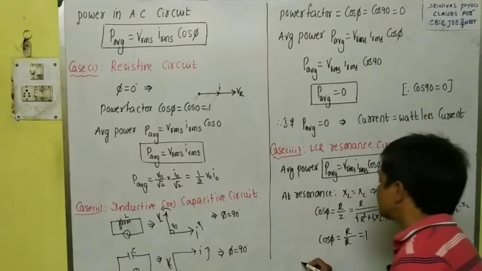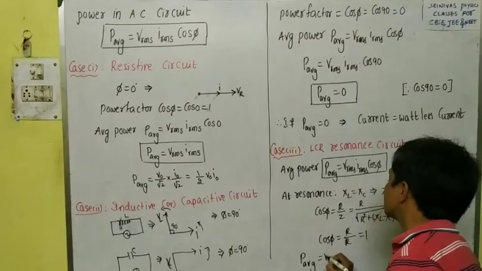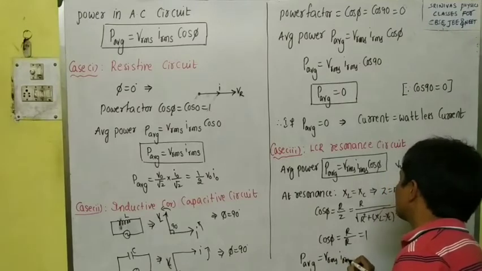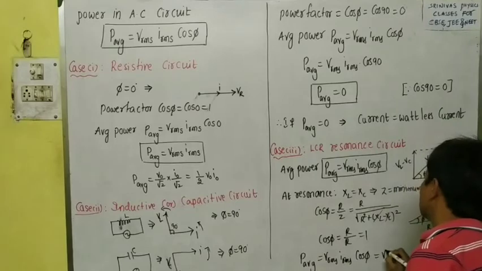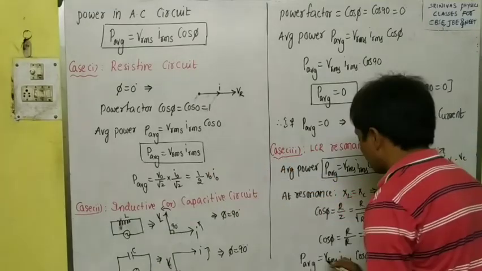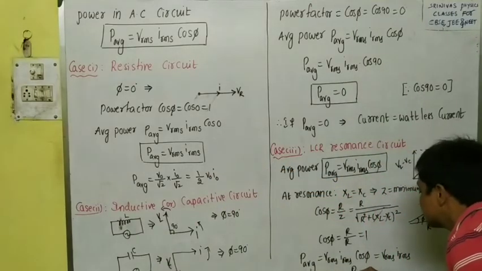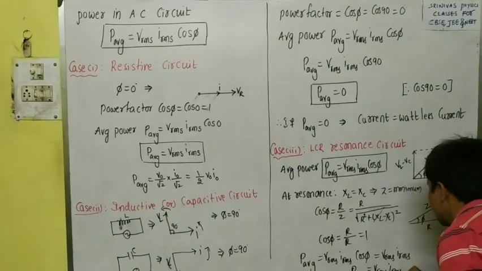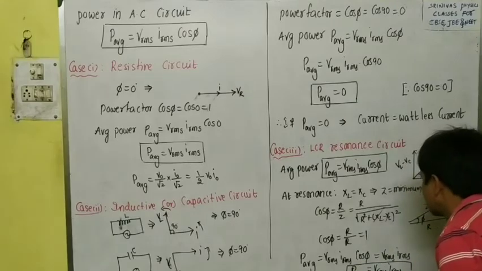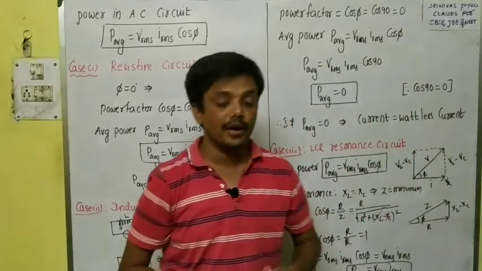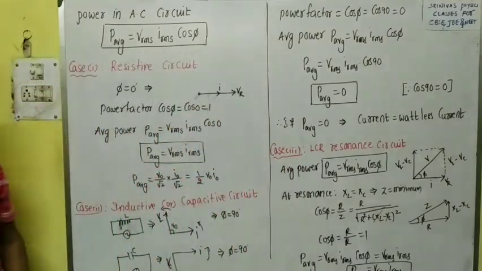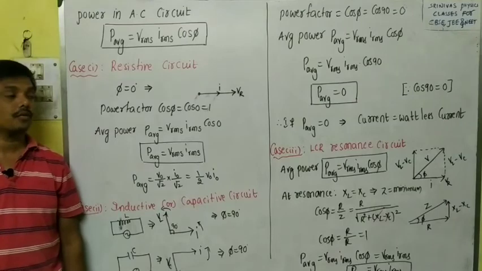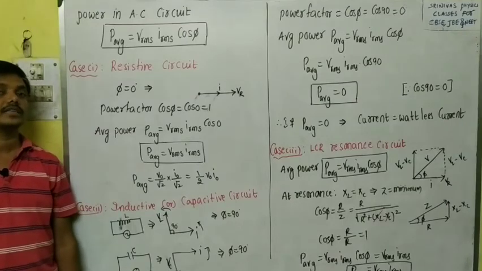Then what about the average power? Then we will get the average power as Vrms into Irms into cos phi, that is equal to Vrms into Irms. Right, it is same as what? It is same as resistive circuit, Vrms into Irms. Right, these are some important cases that I explained in the power concept. Now I am going to explain a little definition and one formula, and after that I will close today's topic.